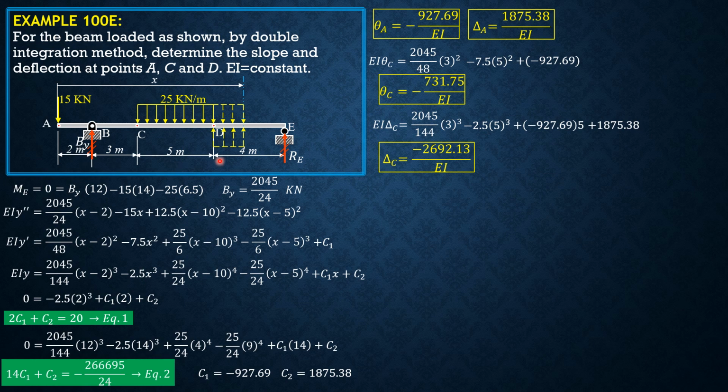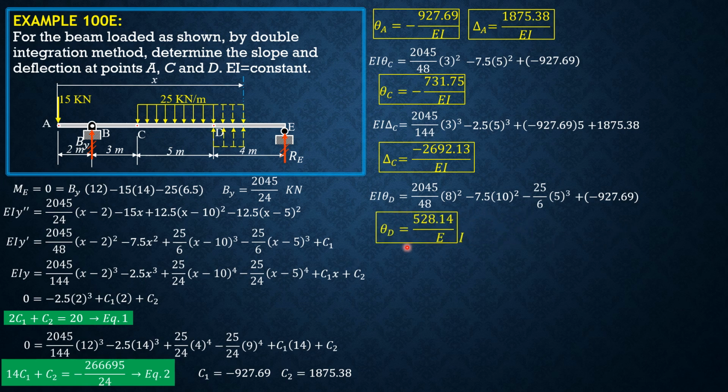Then for theta D and delta D, set x equals 10. 2 plus 3 plus 5 is 10. So EI theta D is 2045 over 48 times 8 squared, since 10 minus 2 is 8. Minus 7.5 times 10 squared. This is 0. And minus 25 over 6 times 5 cubed, since 10 minus 5 is 5. And plus C sub 1, negative 927.69. Solving for theta D, theta D is 518.14 over EI.